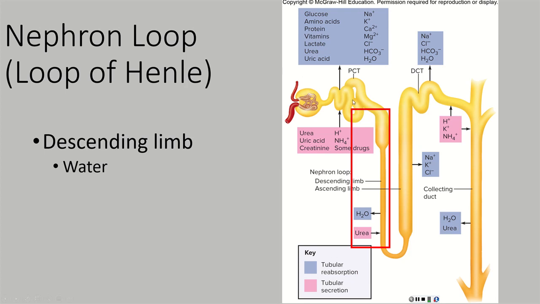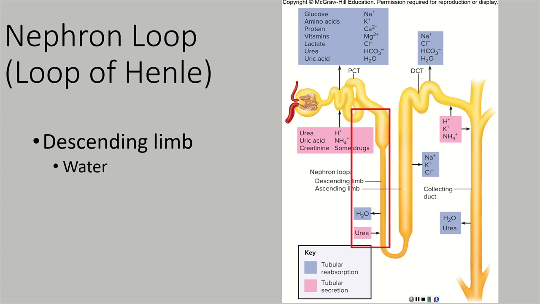So after we leave the PCT, we're going to go through this hairpin-shaped area, this U-shaped area called the loop of Henle, or the nephron loop. Now, as we saw back when we were doing cardiovascular, biology is trying to get away from naming parts of the body after people. So loop of Henle is an older term. Nephron loop is really what it's being named now. But really, loop of Henle was around for so long, people got used to using it.